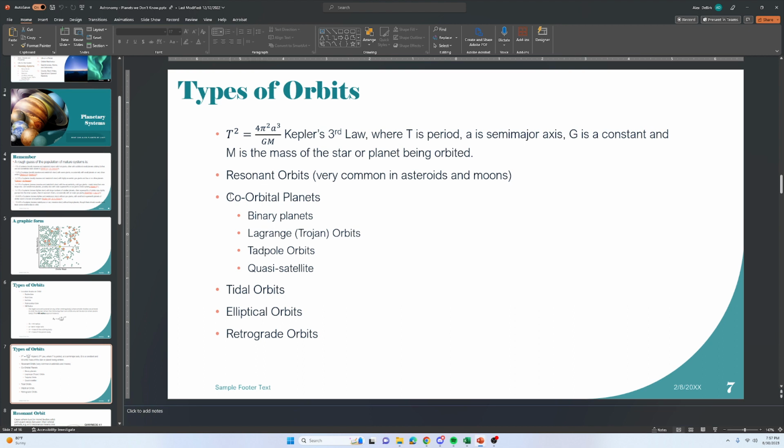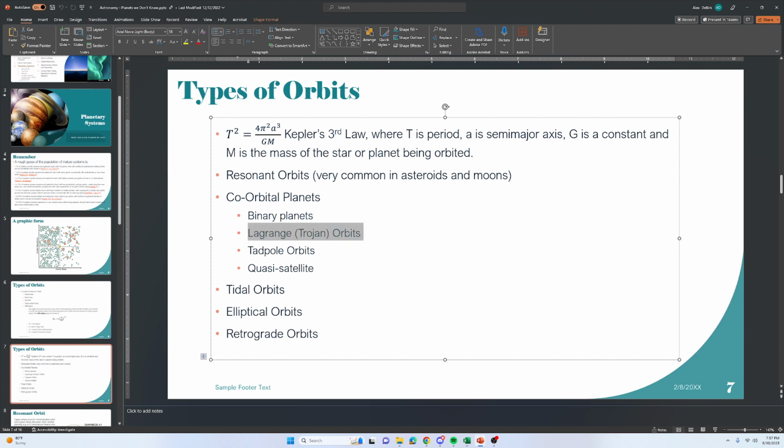You can have co-orbital planets. So you've got planets that orbit each other and then orbit the star. That would be kind of a cool idea. Pluto is one of these. One of the reasons why we don't think of Pluto as a planet is because its moon is almost as big as Pluto. So instead of the moon going around Pluto, Pluto and the moon kind of go around each other.